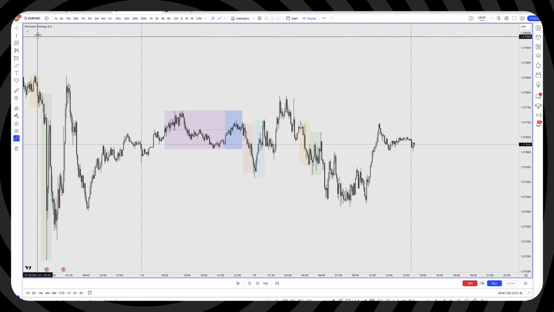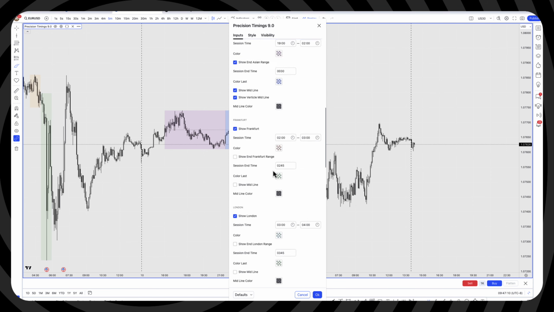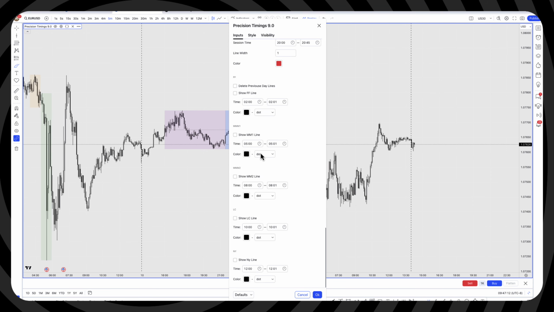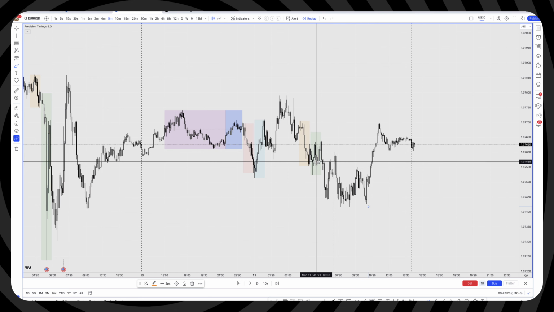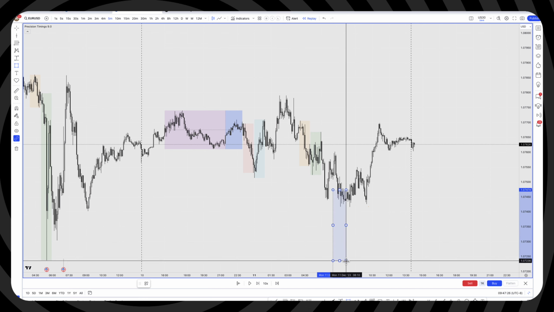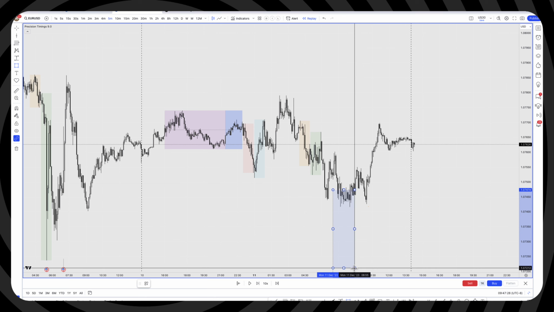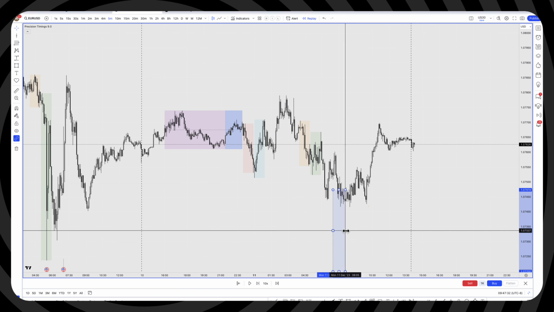I also will show you this, guys. So in here, which one is it? I think it's this one. Yes, so you can actually turn the London close line on. And this is telling you that there is a good probability of a pullback somewhere in this window. It usually happens inside this 1 hour window.